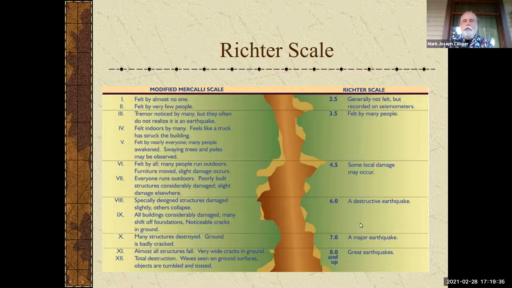Something like a 6 or a 7 is huge. And that's where we had like the Whittier quake and the Northridge quake. Those did major destruction.